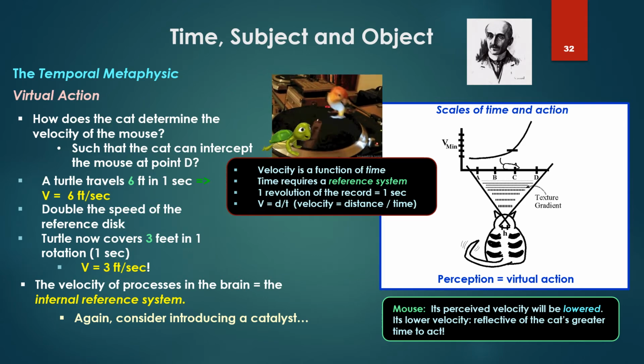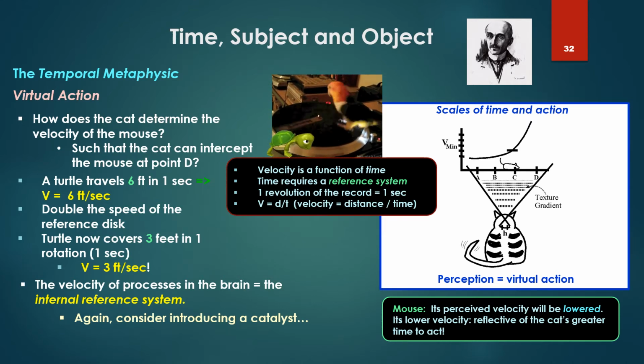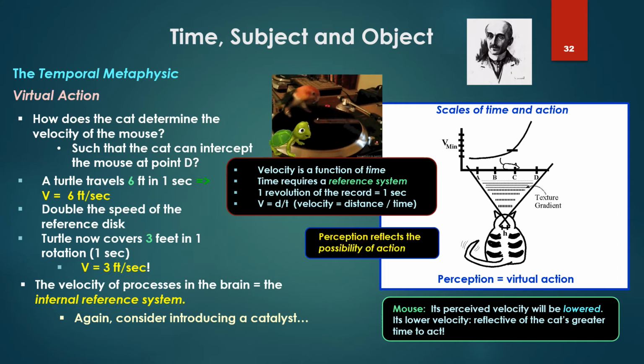One would note that if this is not true, if velocity and perception is not adjusted to action, is not reflecting possible action, there would be anomalies that would occur. The cat would see the mouse is moving slowly and jump, and the mouse would be long gone. So perception must be the reflection of possible action, reflect the possibility of action.